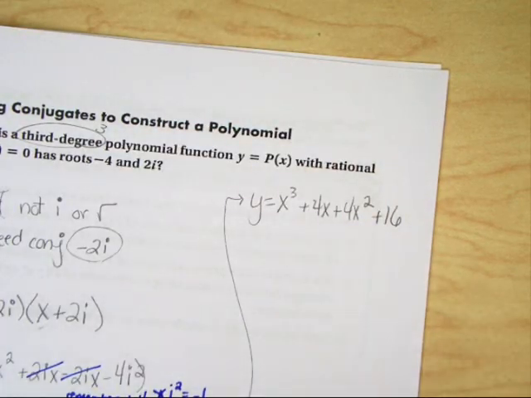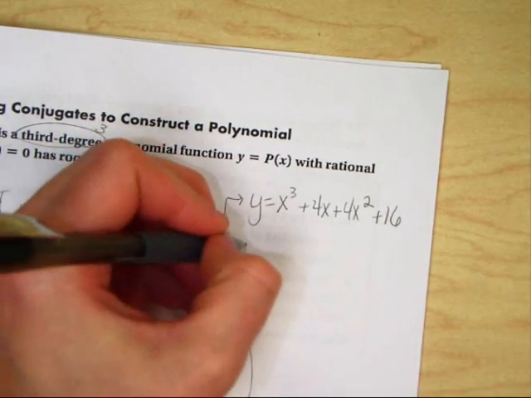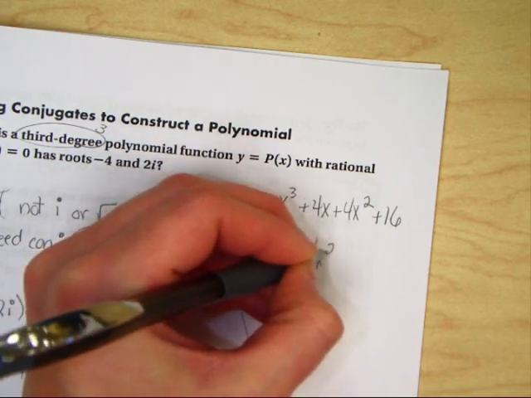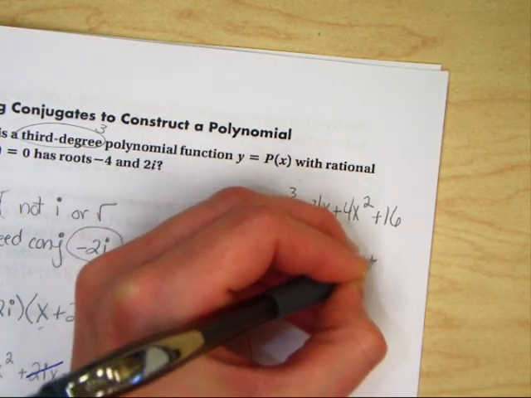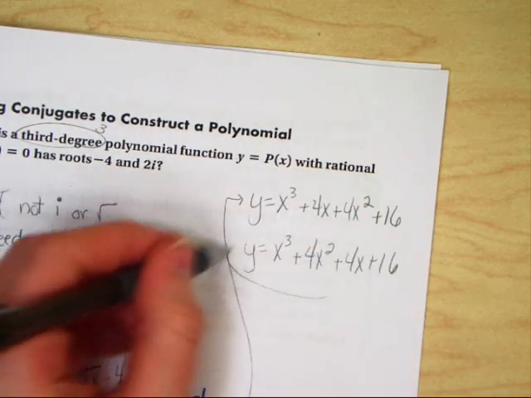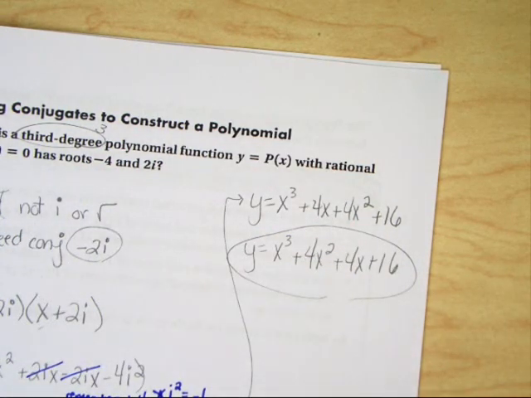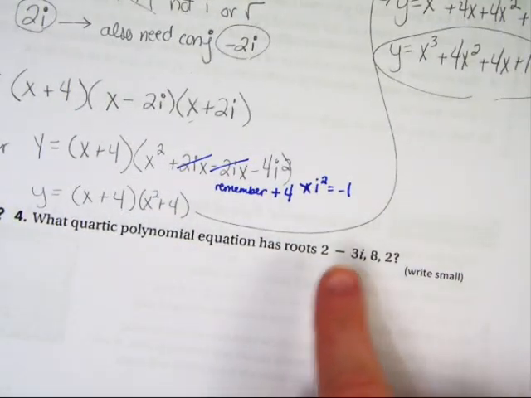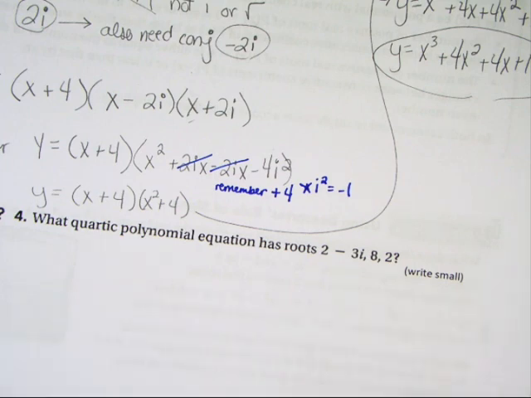And last, I'm just going to write it in standard form so it's nice and pretty. Y equals x cubed plus 4x squared plus 4x plus 16. And that is how you use the conjugate idea to help you rewrite. We'll do the next one in class. It will be a little longer because we're going to have to FOIL quite a few things together.